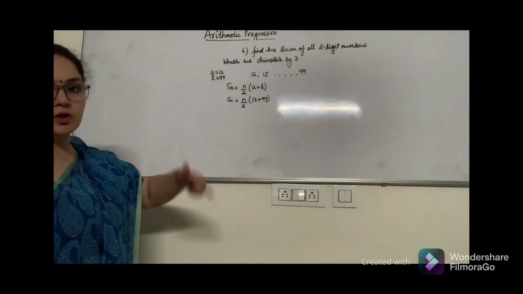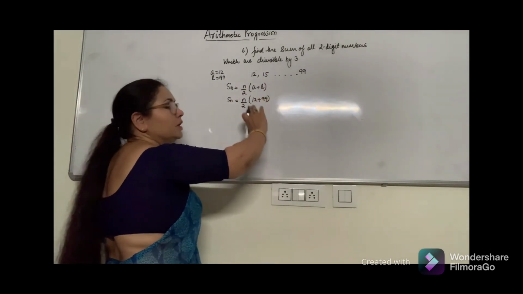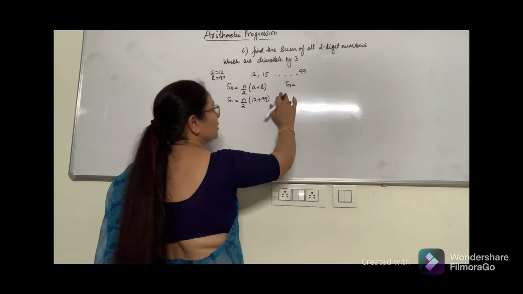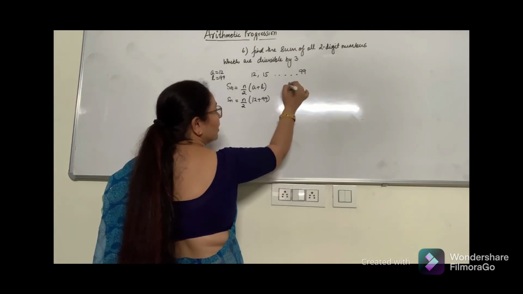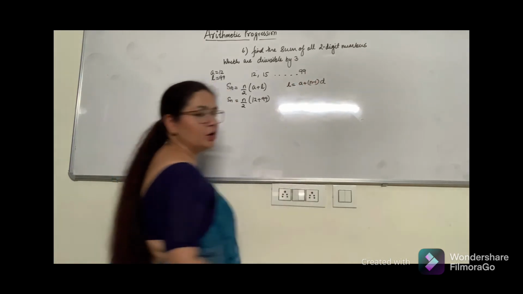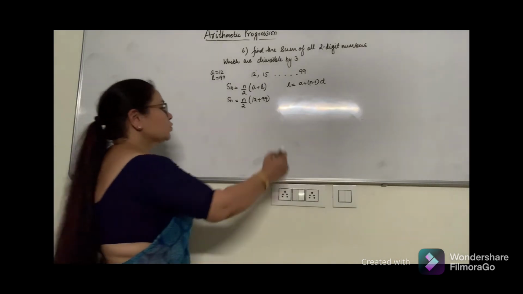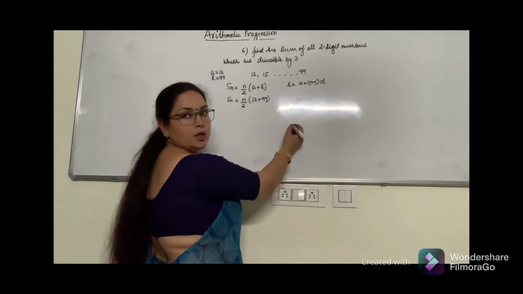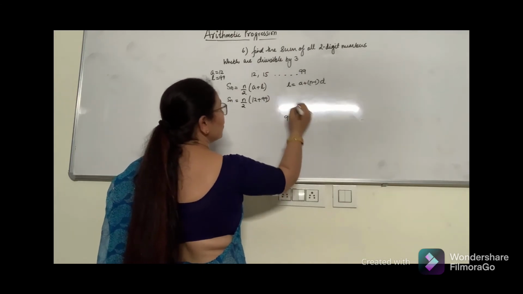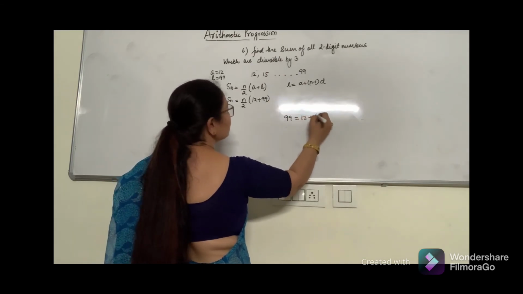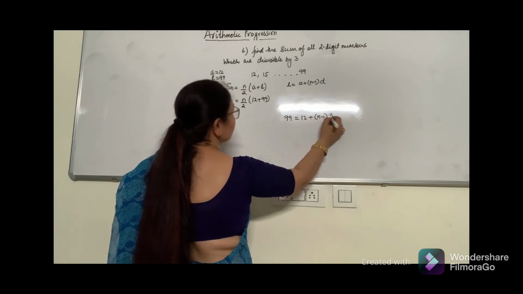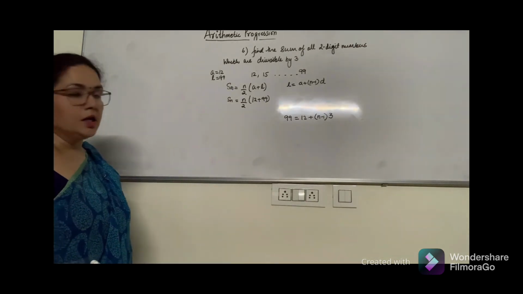So first we have to calculate n, the total number of terms. How many terms are there which are divisible by 3? To calculate Tn, we will apply the formula: last term is equal to a plus (n minus 1)d, because we don't have the value of n right now. L is 99, a is 12, n I don't know, and d is 3.